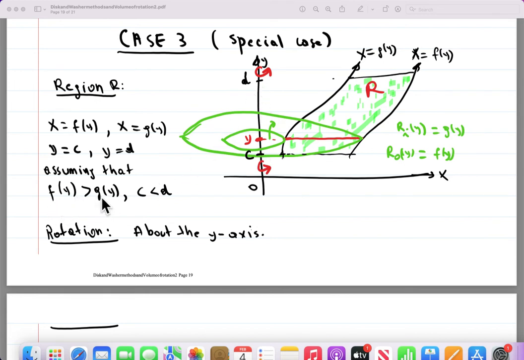f of y is greater than g of y. So this is x equals f of y, and that is x equals g of y. And so this data creates this region. The rotation is with respect to the y-axis, so we put those curved arrows around the y-axis to mark the rotation. You're going to rotate this region 360 degrees with respect to the y-axis.